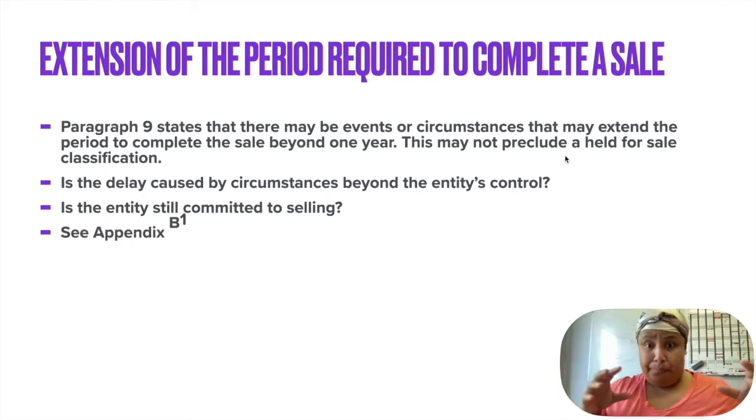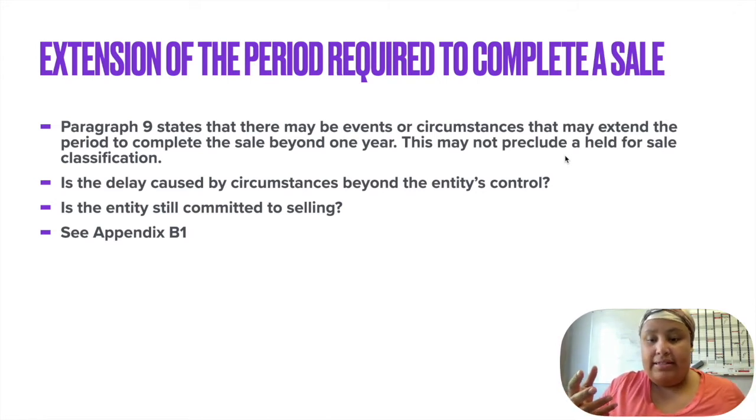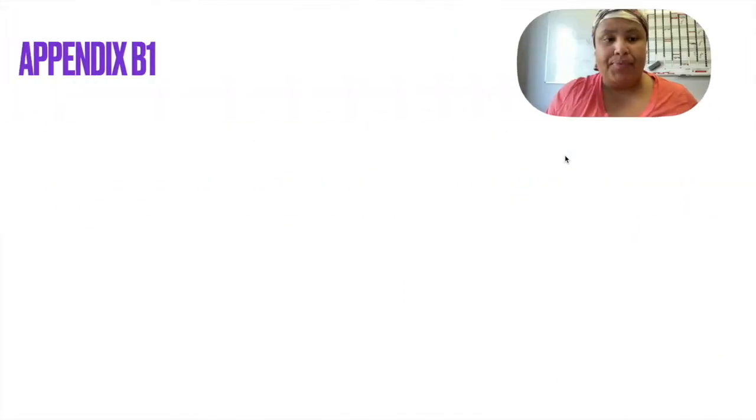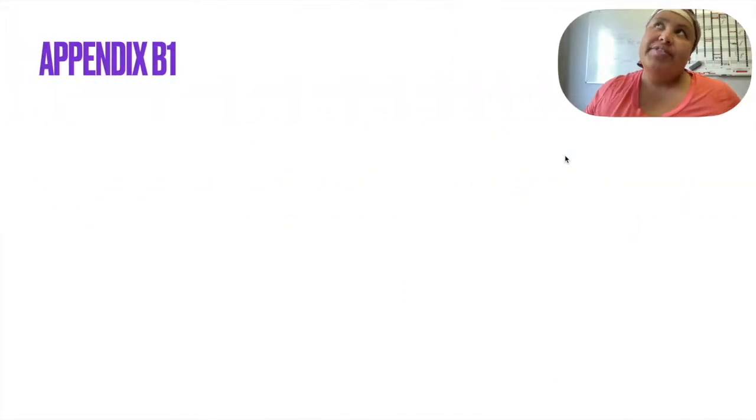Okay, and in order to determine whether we can apply this exemption of the 1 year rule, we're going to look at Appendix B1. And Appendix B1 summarizes three scenarios you could be in in order to determine whether or not the 1 year rule exception could apply.